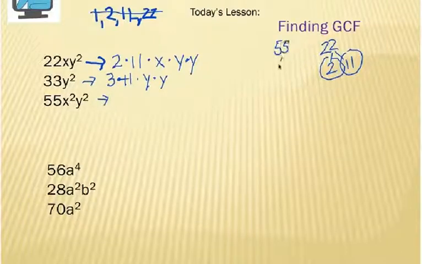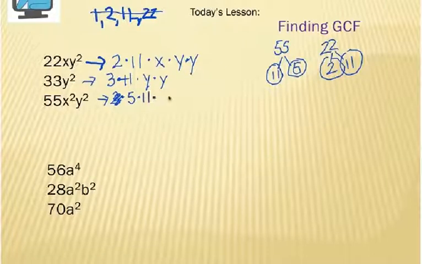For 55, it's okay to go ahead and make a tree again. Let's split it up into its prime factors. What times what? 11 times 5. And those both happen to be prime. So let's put that in order. Whoops, let's not go with the 2 here. Let's say 5 times 11. And now we'll split it apart into x times x and y times y because of the x squared y squared.